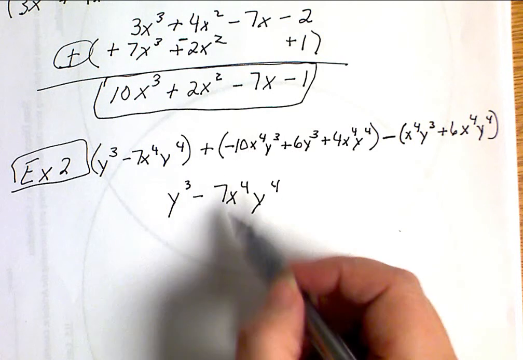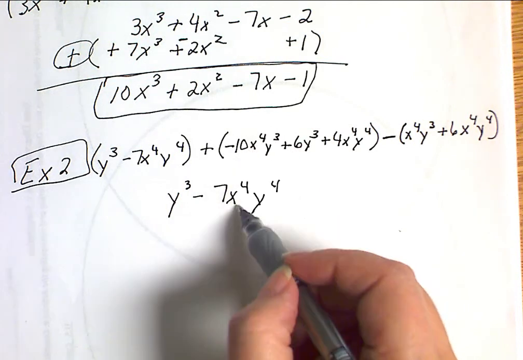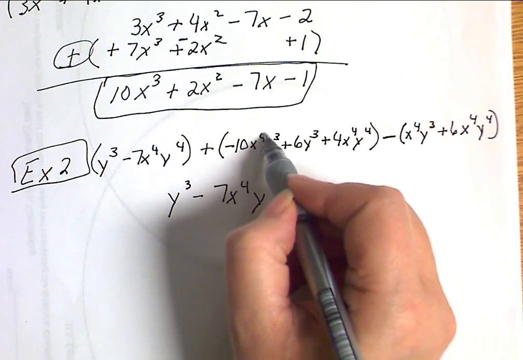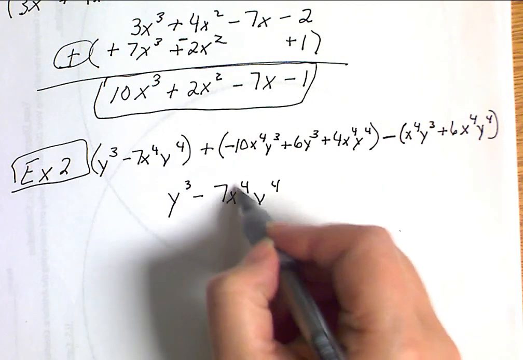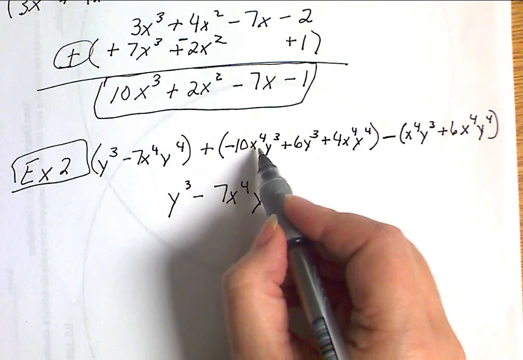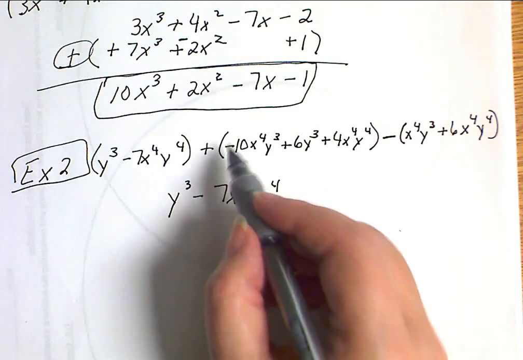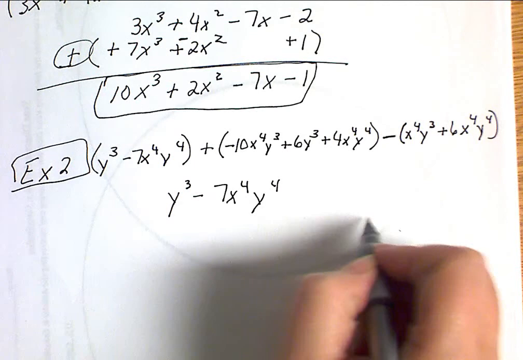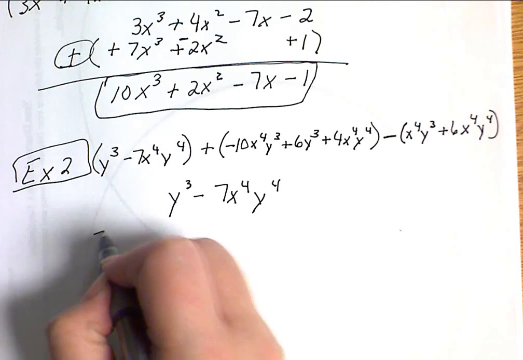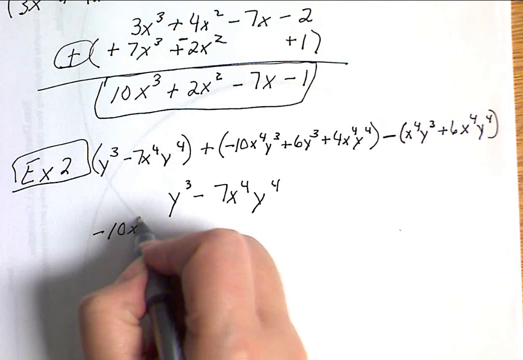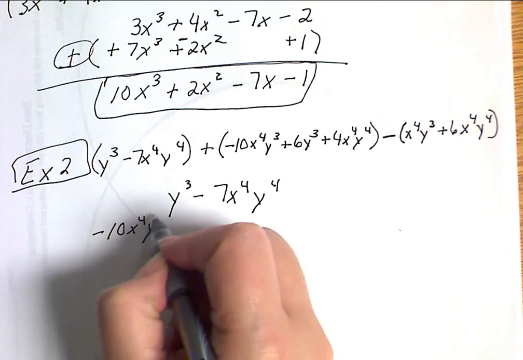So John, is this the same as this? No, because this is a 4 and a 3, and this is a 4 and a 4. So it's not the same. To be like terms, they have to be exactly the same. So this is not, so I'm going to just bring it over. You can put it behind it or wherever, but I'm just going to bring it over here. So I have negative 10x to the 4th y to the 3rd.